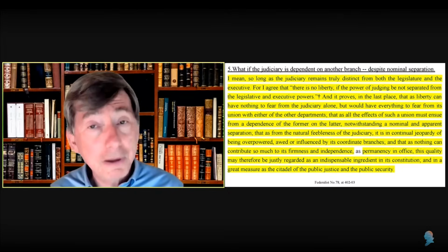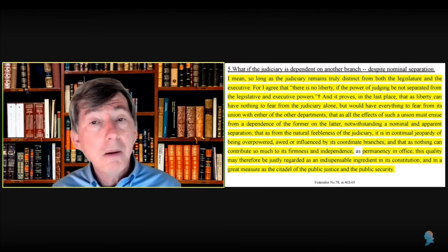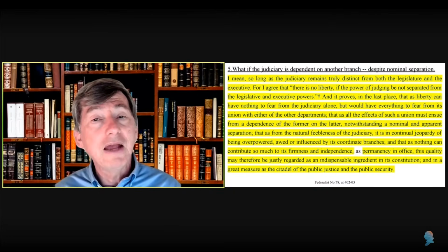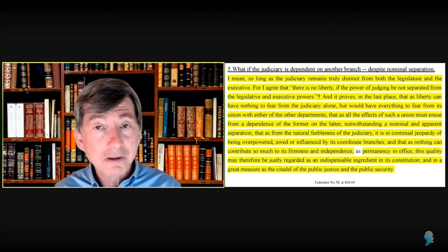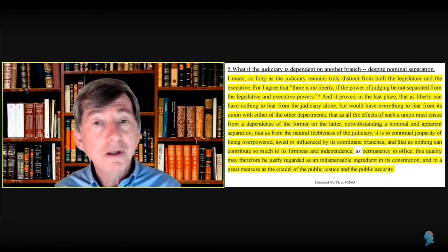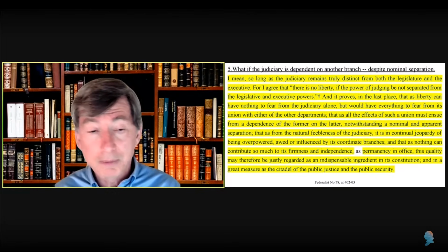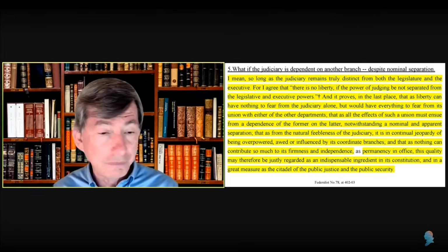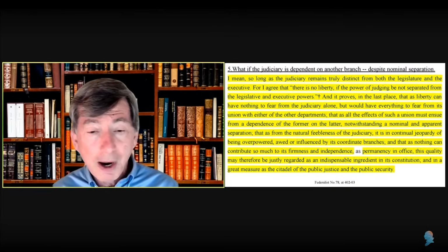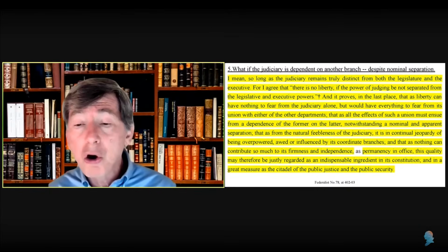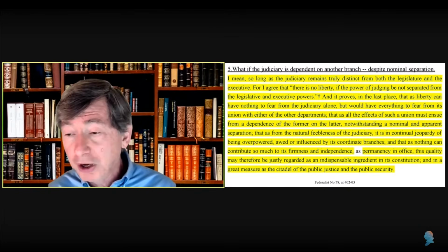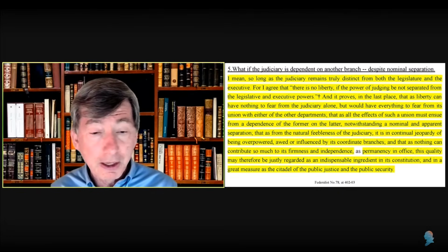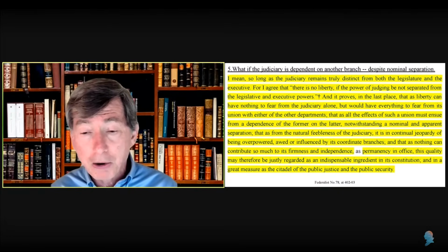Moreover, during that whole period of time, and still, most of what the Supreme Court has been doing has affected the states, not as much the other branches of the federal government. I mean, so long as the judiciary remains truly distinct from both the legislative and the executive. For I agree that there is no liberty if the power of judging be not separated from the legislative and the executive powers.